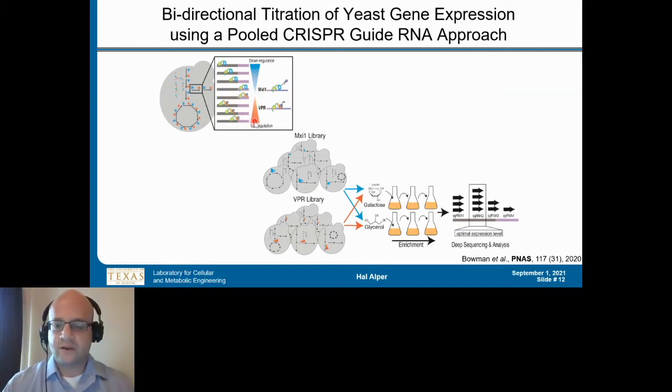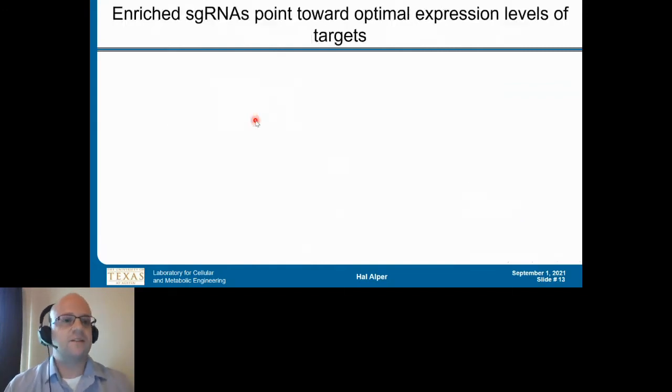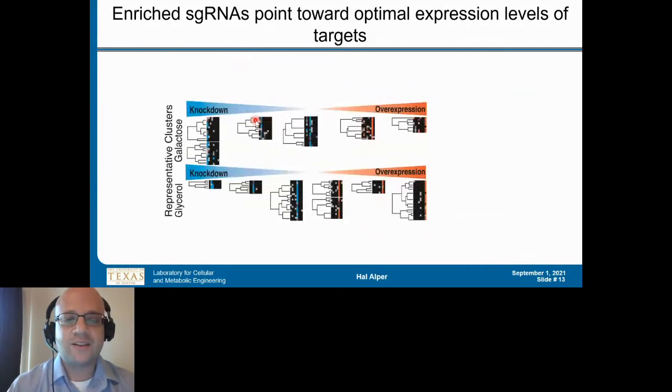Two selections I want to talk about today very briefly are one, growth on galactose, and two, growth on glycerol as carbon sources, just because these are easier growth-based selections. When we do that, we can find the enrichment of guide RNAs and see that various different guide RNAs are clustered and kind of dominant for different levels of expression, meaning it's not always strongest overexpression or strongest knockdown or knockout, but rather there are intermediate optimal expression levels that really are important for our genotypes of interest.